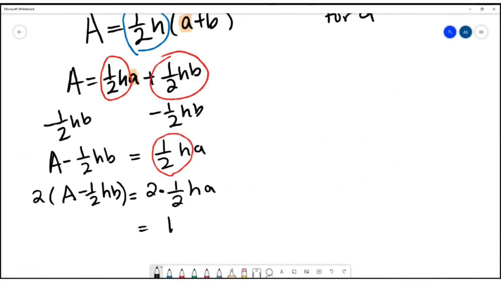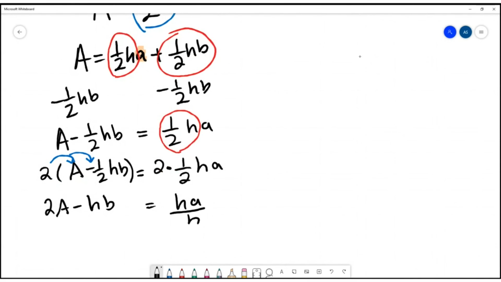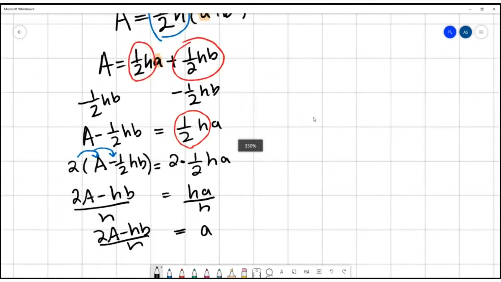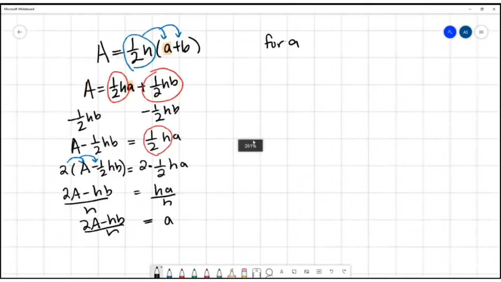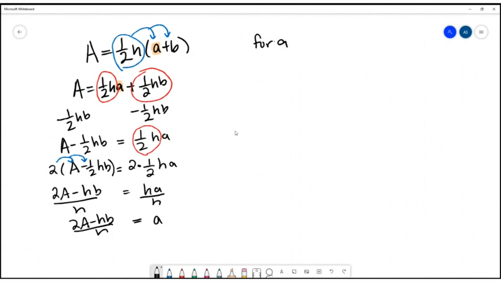And that leaves me with ha on the right. I can simplify distributing that 2 on the left. That's 2A minus hb when I distribute. And then I can isolate the a by dividing by h on both sides. So we have a equals (2A minus hb) over h. That's one way. If we made a different choice at the beginning, it would look a little bit different, but we'd still have the same answer.